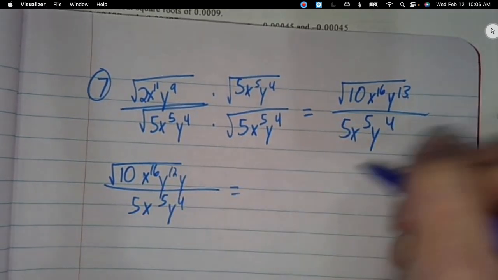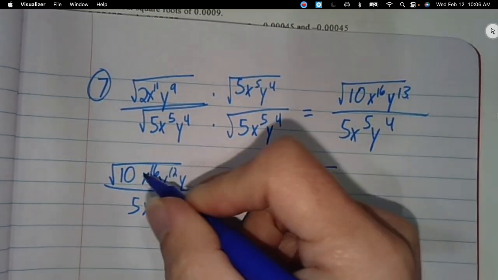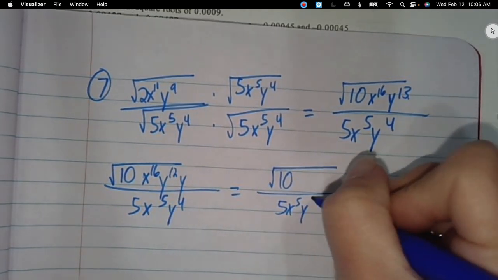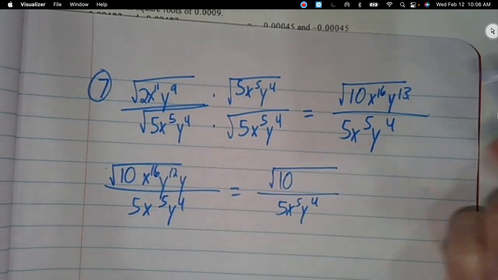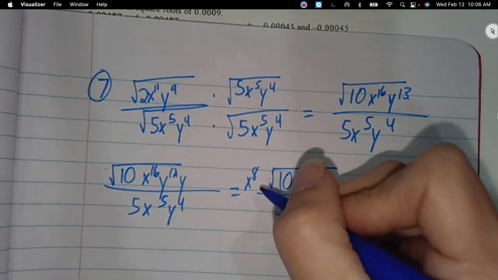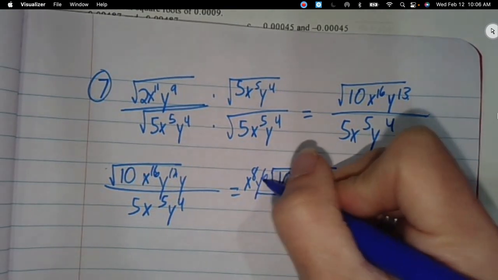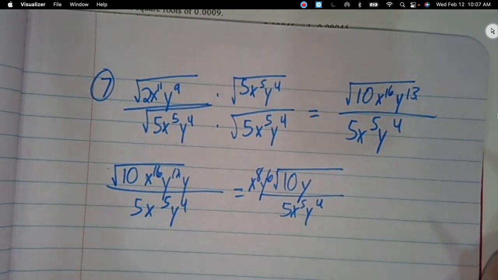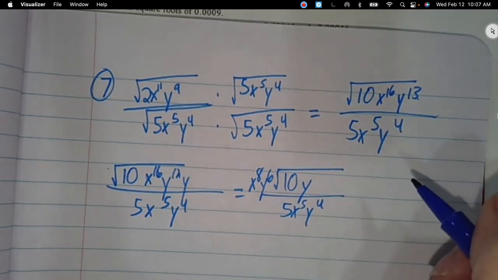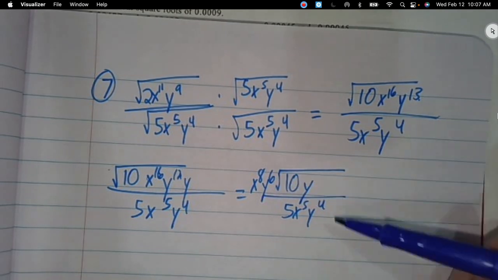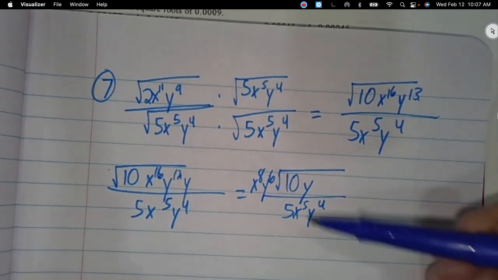Now my square root of 10 has to stay. And then what's 16 divided by 2? 8. And then what's 12 divided by 2? 6. And then I have my y. Now, notice that's not an answer choice. Why? Because you have x's and y's in the top and the bottom, so you have to take those out.